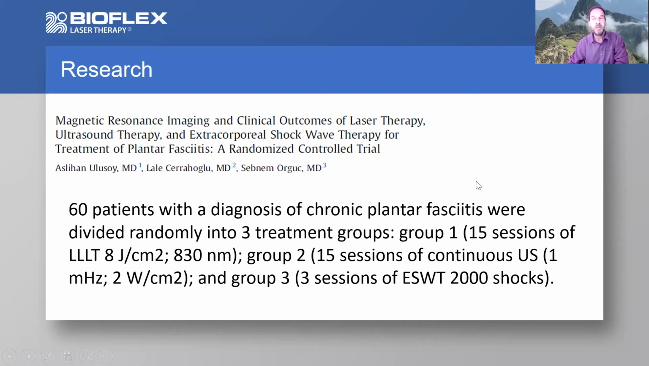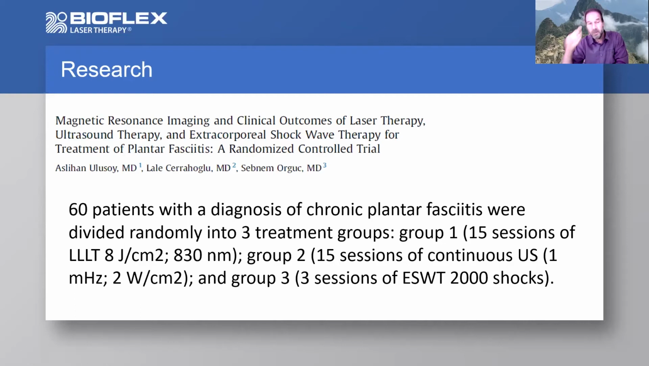If I had to choose to buy a device, I would go with laser first, because laser has many more applications and indications and fewer contraindications than shockwave. So as a tool, that would be a much better go-to, because it's more well-rounded. Shockwave has fewer applications. Anyway, that's my spiel about why you should choose laser. Well, of course, this is laser therapy, not shockwave therapy. But anyway, 60 patients diagnosed with chronic plantar fasciitis were divided into 3 treatment groups.